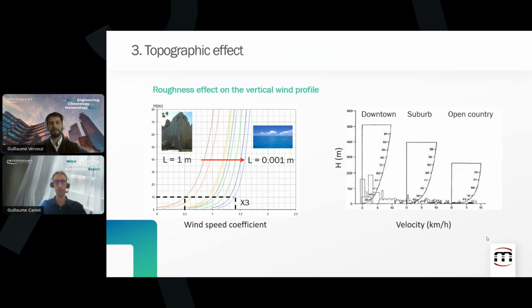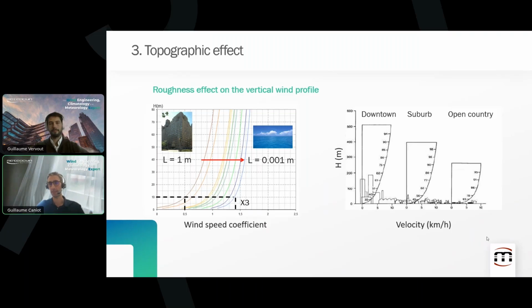You have the wind speed according to the height, and you will see that the wind speed increases with respect to the height above the ground. It will increase with some mathematical law. This is a kind of representation, and we will talk about that later. And the second information is that at 10 meters high, you will have 3 times more wind speed above the sea than above the city. So that makes a huge difference.